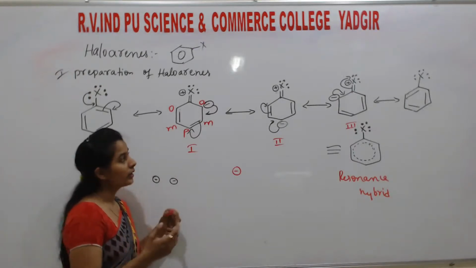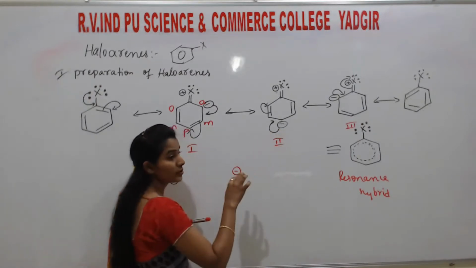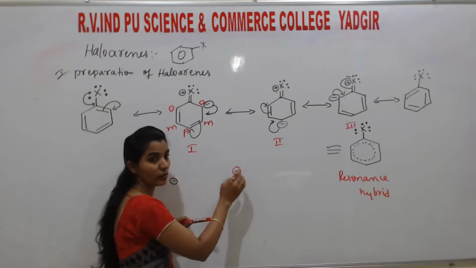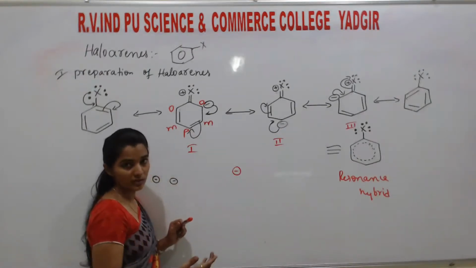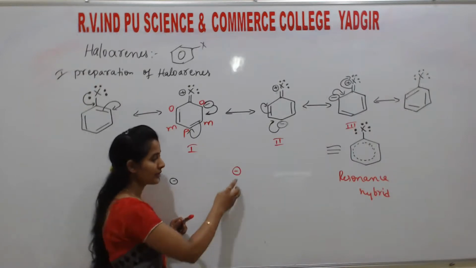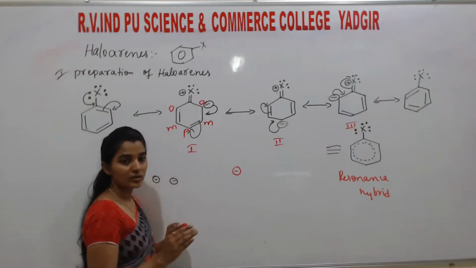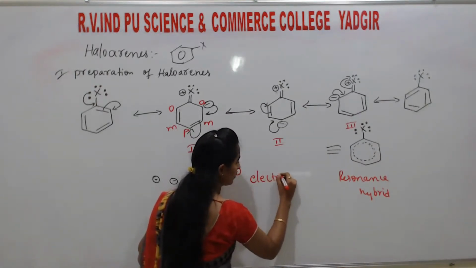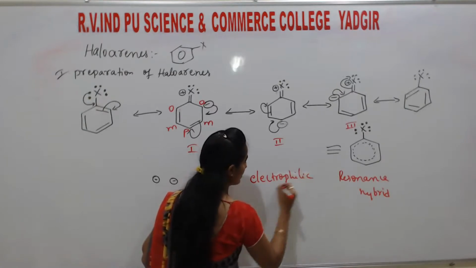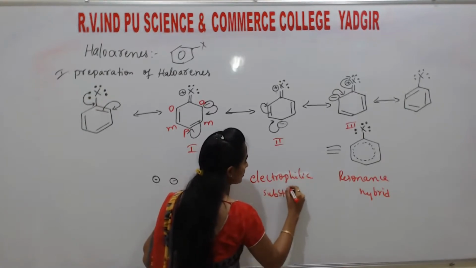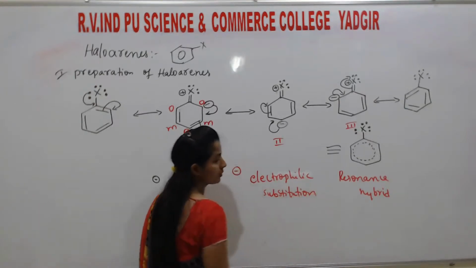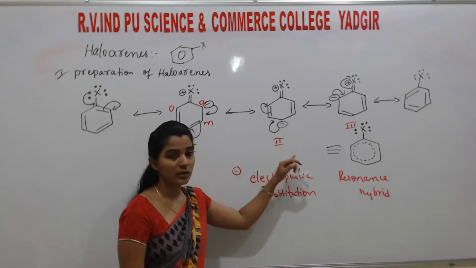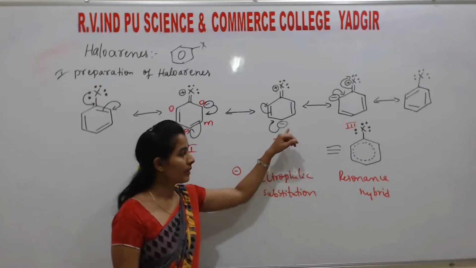That means what? It has the capacity to substitute an electrophile, not a nucleophile. Minus charge is there. To balance that minus charge, we require plus charge. Correct? So that's why they undergo what? Electrophilic substitution reaction. That means here H is there, right? That H is replaced by H plus, minus is there.